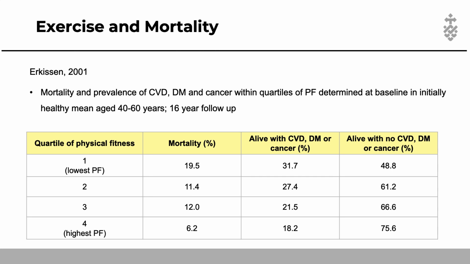The fit group also had a much lower incidence of cardiovascular disease, diabetes, and cancer. So in that second column there, we can see only 18% had one of these conditions, whereas in the low fitness group, 31% had at least one of those conditions. Now, overall, they saw that 75% of the fittest group were still alive with no chronic disease. So if you want to increase your chances of healthy aging, you definitely want to get yourself up into that highest physical fitness group, highest fitness quartile.